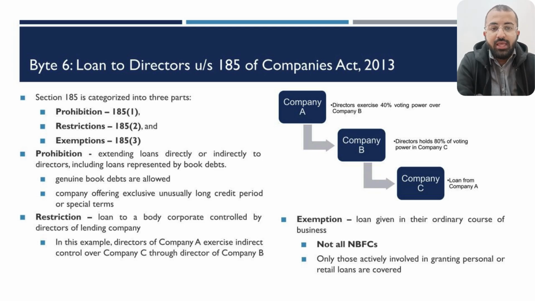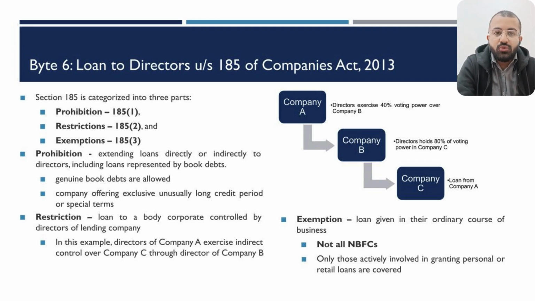Speaking of subsection 1, companies are prohibited from extending loan related facilities such as guarantee or even securities to the directors or their relatives and even to the firm in which directors are partners. Now, this is to an extent that even a loan represented by a book debt is prohibited. This is because it prevents companies from releasing corporate funds to the directors or their relatives indirectly by showing it as a book debt. For example, if a company offers an unusual long credit period or special terms which are generally unavailable to others, then it can be considered as a loan represented by a book debt.